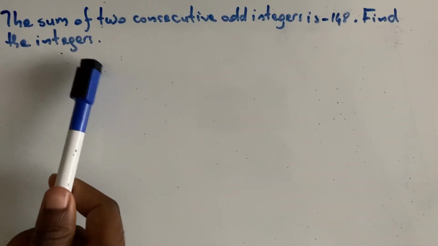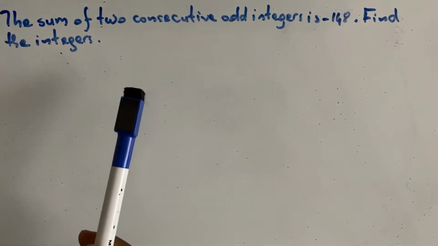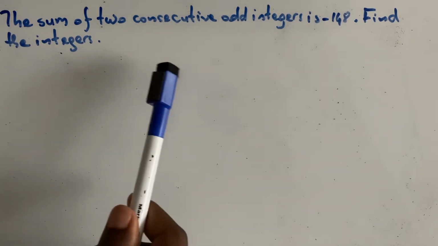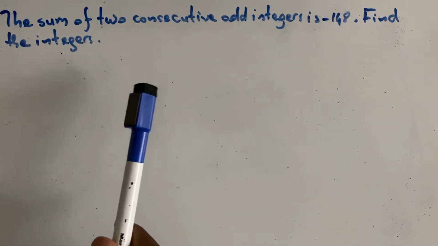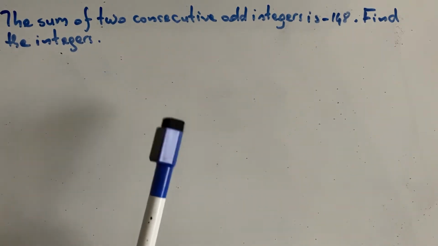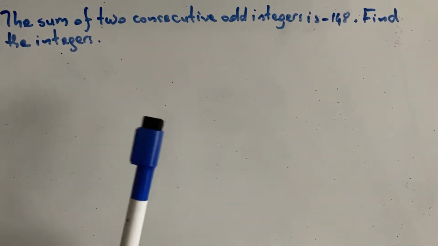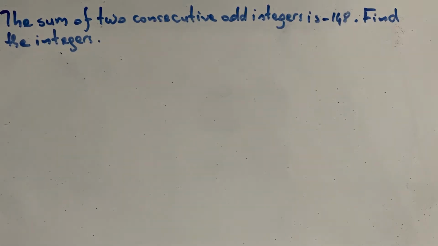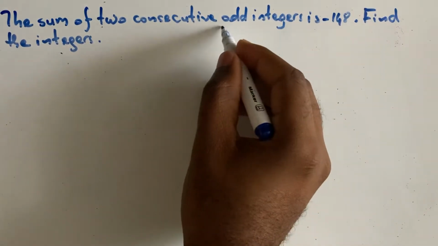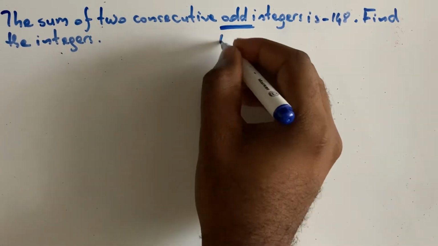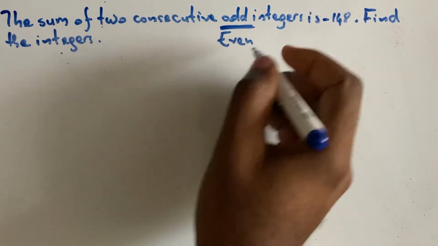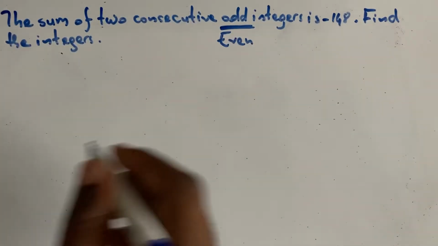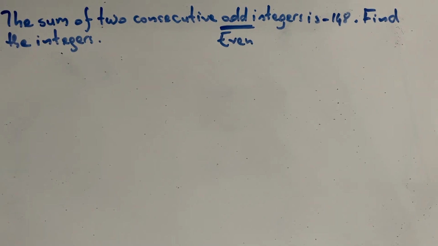So in this video, I'm gonna show you how to find two consecutive odd integers. Now, in my previous video about consecutive integers, I talked about consecutive integers without saying whether they're odd integers or even integers, okay? We just said integers. Now, there's a difference when it says odd or even, okay?